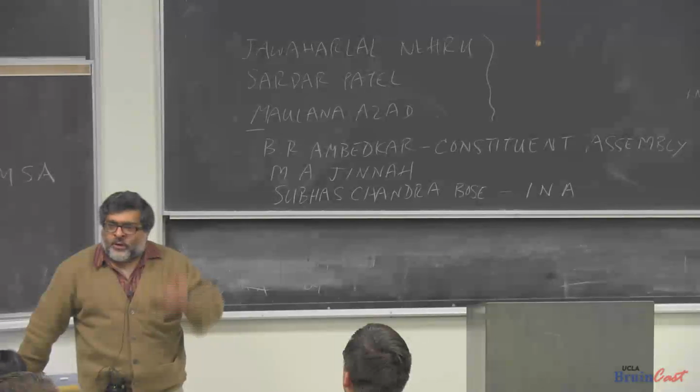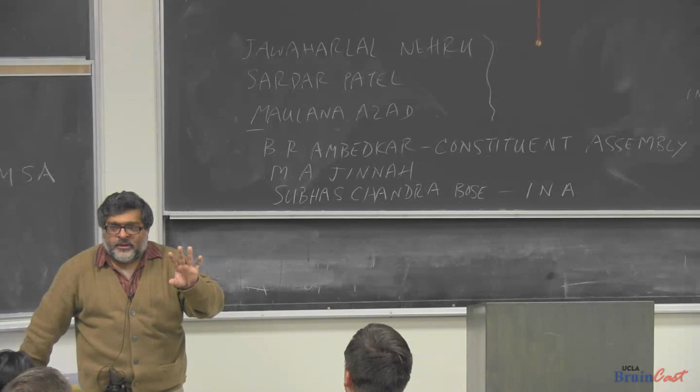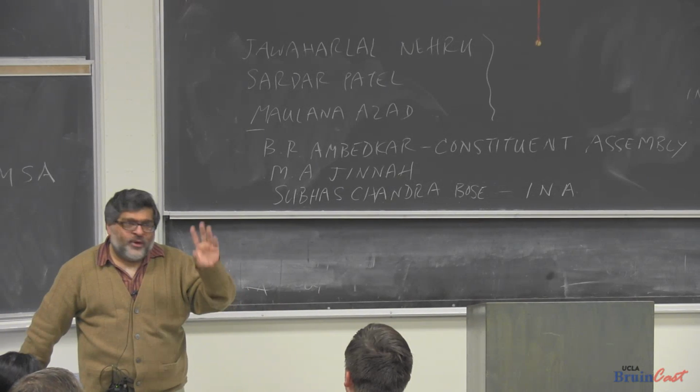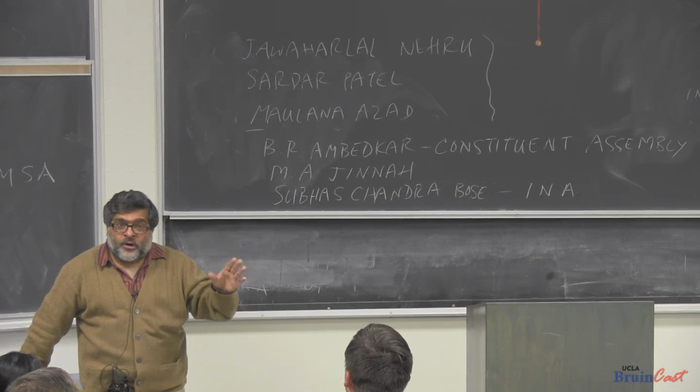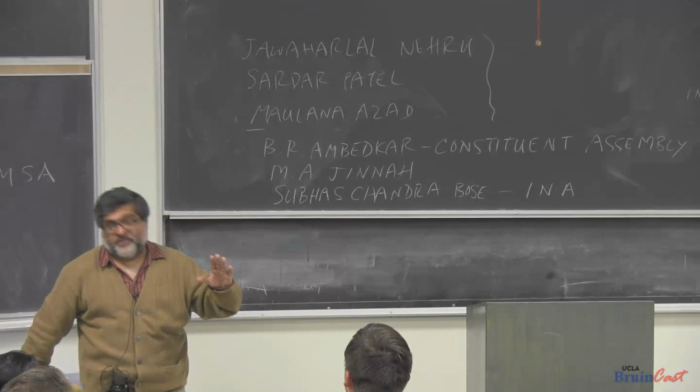Think of the British. What was one of the main justifications that the British offered for their own rule? We are here to keep the peace between Indians. We're here to keep law and order, because if we are not here, these Indians will go at each other's throats. They're going to massacre each other.